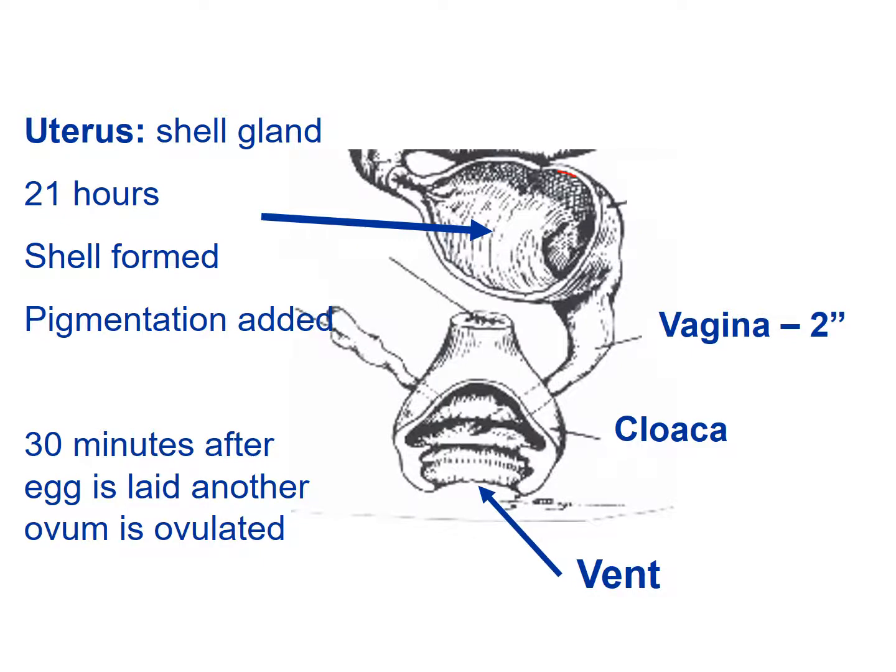And most of the work is done in the uterus here where the shell is formed. So calcium carbonate is put around the egg. Pigmentation is added at the end if they are pigmented eggs. And the egg is complete, goes down the vagina, out the cloaca, and out the vent. And if you've got a hen that's going to lay an egg a day, 30 minutes after the egg is laid, another yolk is ovulated.